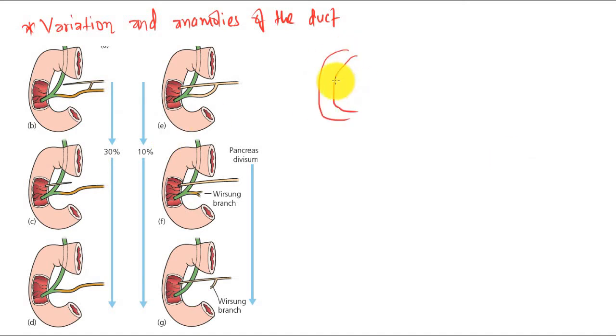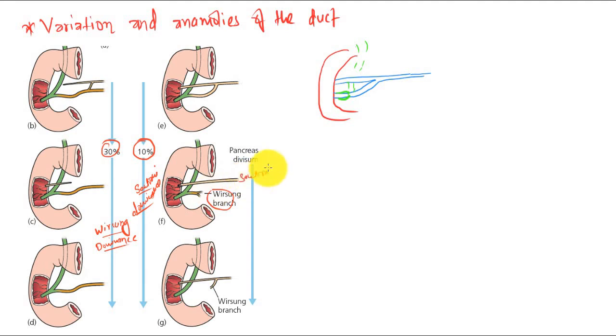This is a normal pancreatic duct, the main and accessory pancreatic duct, the main joining with the common bile duct through the ampulla of Vater, forming the ampulla of Vater. And in 30% of cases there is dominance of the Wirsung duct. The Santorini duct perishes and just the Wirsung duct is dominant in the course of time. In 10% of cases there is Santorini dominance, leading to perishing of the Wirsung duct.